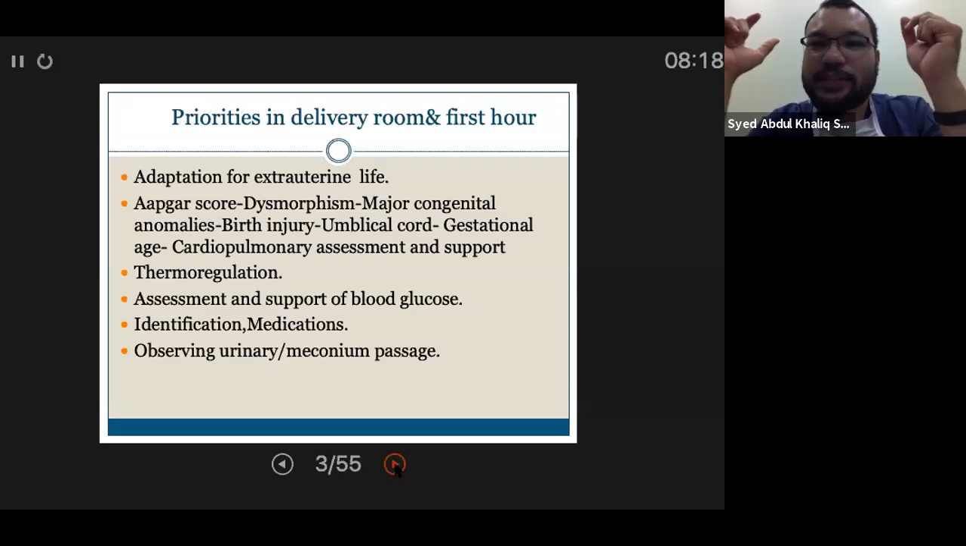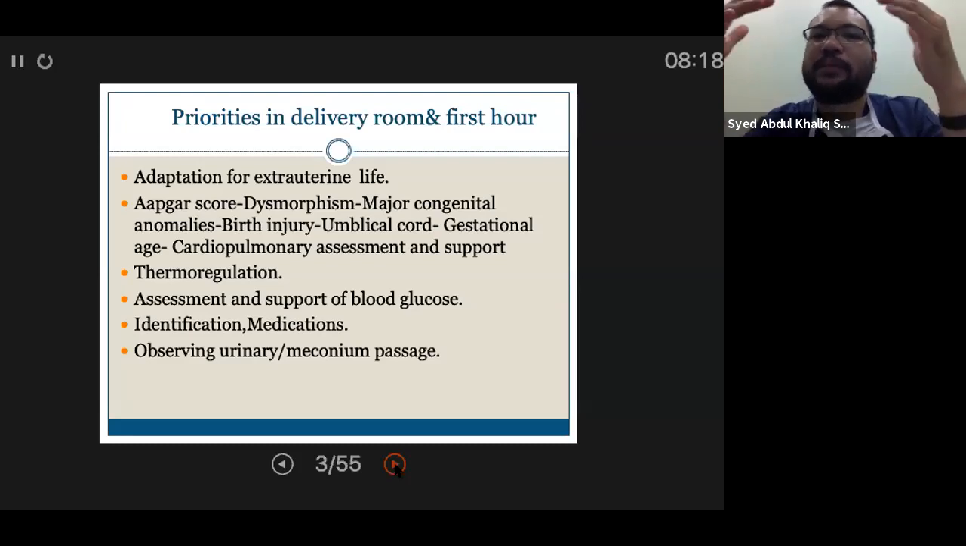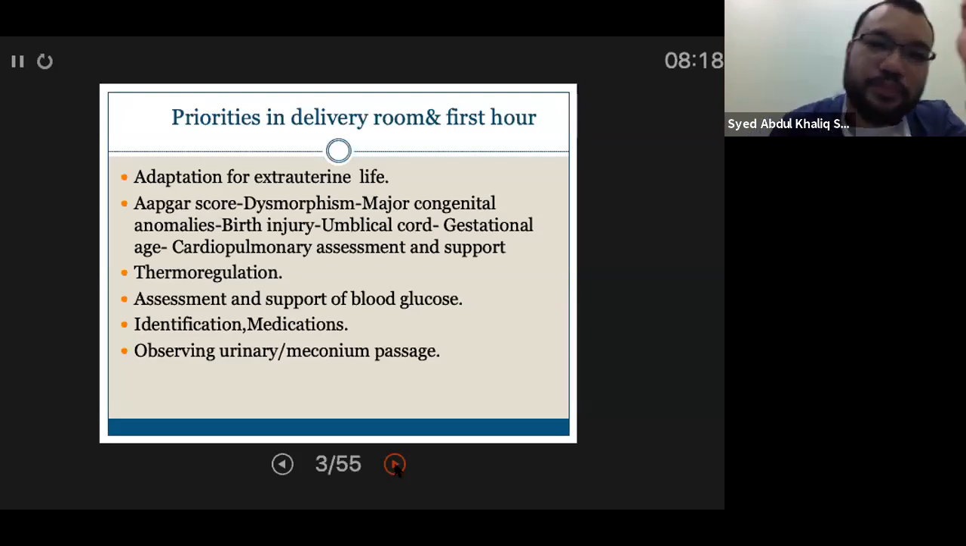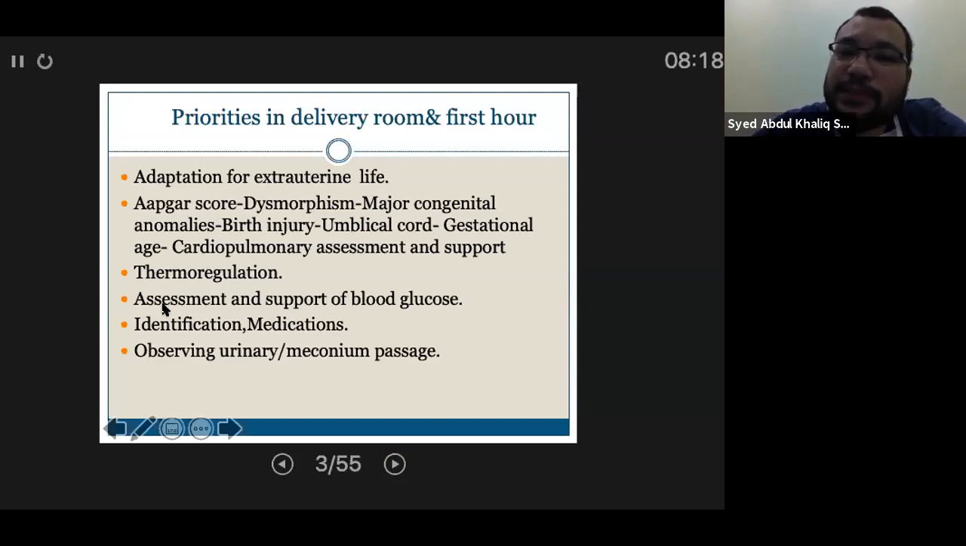If it's not a structural problem, sometimes it may normalize within the next 24 hours or so. You look for major congenital anomalies. You look for any signs of birth injury, especially if you think that they are at risk.